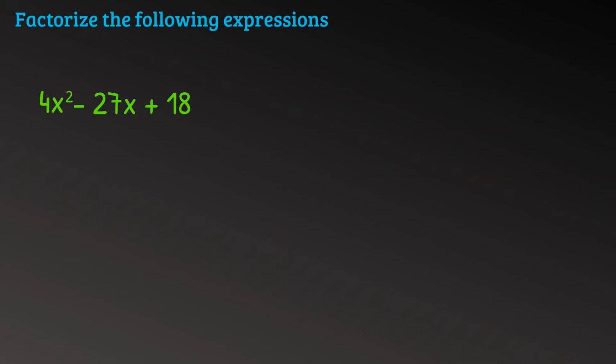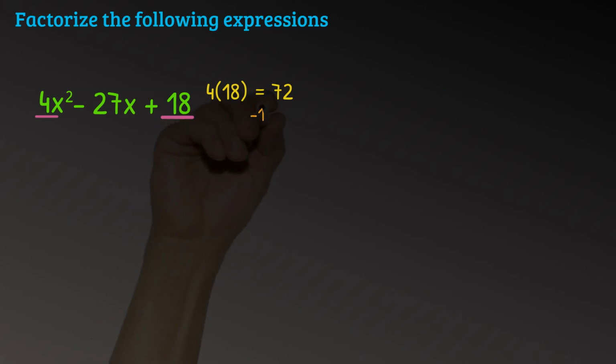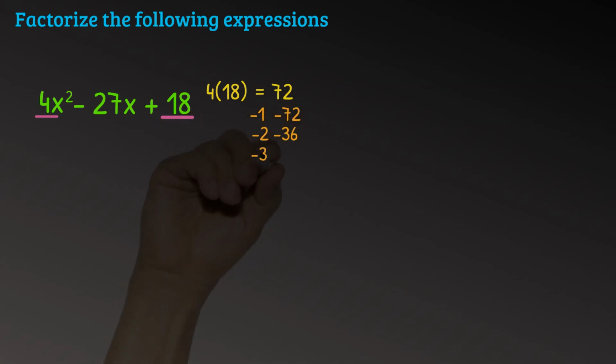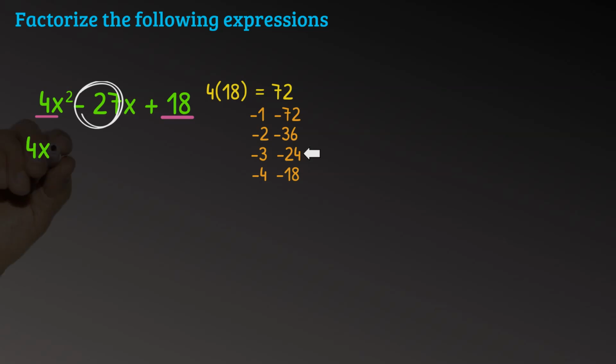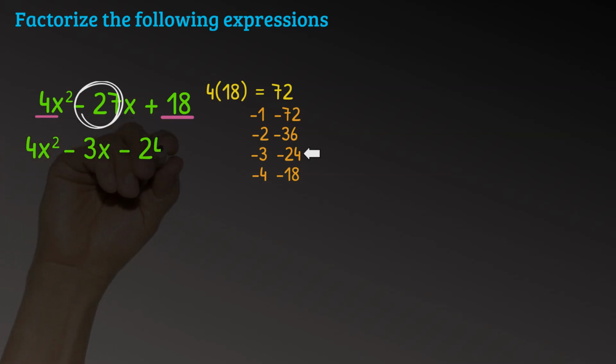So in the first expression we start by multiplying 4 by 18, which gives us 72. Then we want to find two negative numbers that can multiply together to give us 72, that also add together to give us minus 27. Here we have minus 3 and minus 24. So now we can use these numbers to rewrite the equation, replacing minus 27x with minus 3x minus 24x.